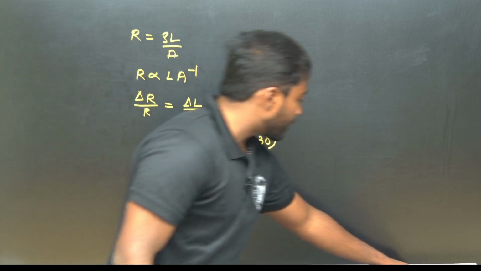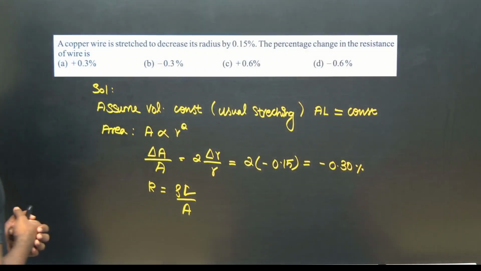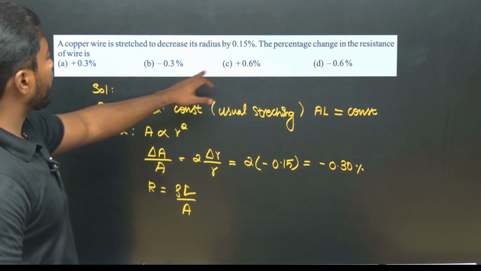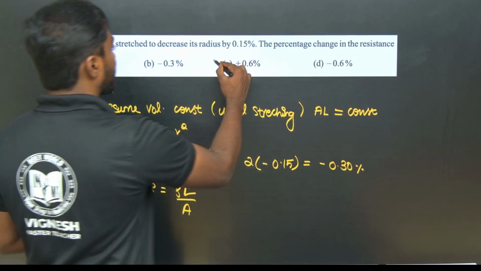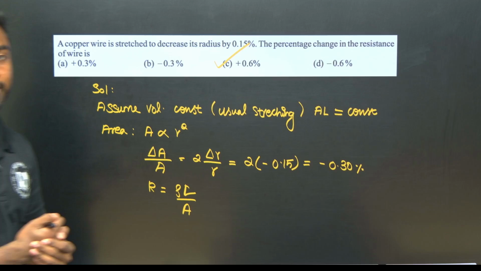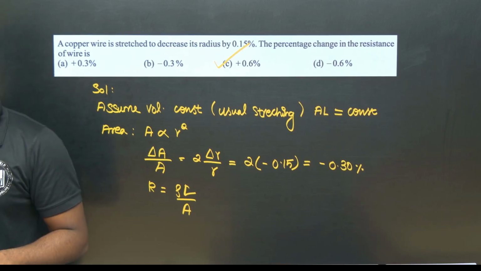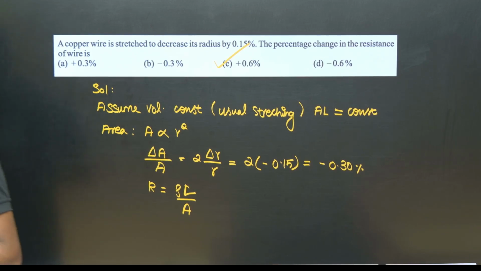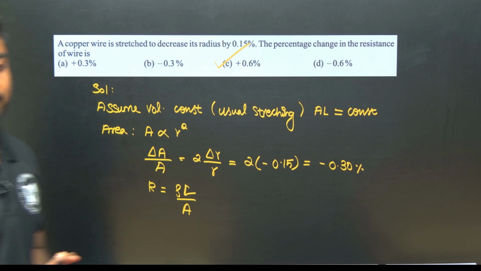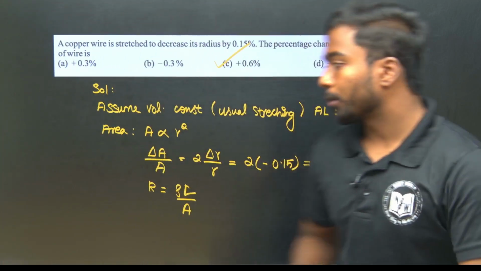So what are the given options here? Option A 0.3, option B minus 0.3, option C 0.6. Yes, option C is the answer, 0.6 percentage. Right? Yes, we'll go for the next question. Okay.